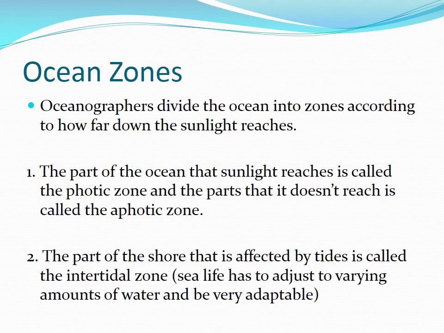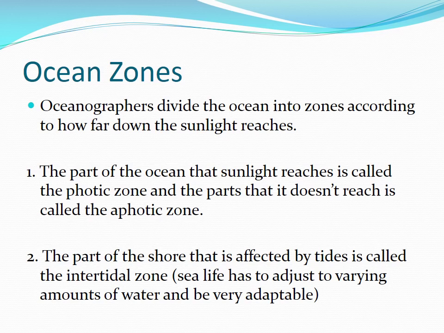So oceanographers are scientists who study the ocean, and they've divided the ocean up into zones according to how far down the sunlight reaches. Another word for zones is sections. So the ocean is divided up into different sections based on how much sunlight each section gets.